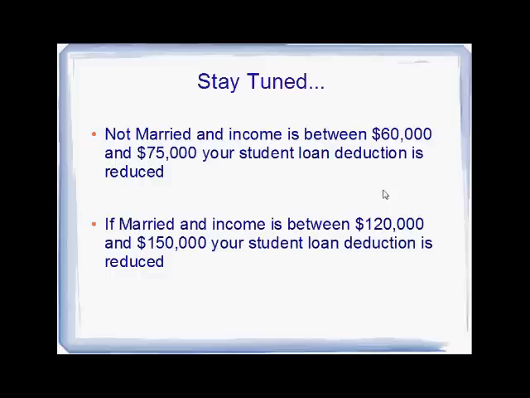Now please stay tuned for our next tutorial, because as I mentioned before, if you're not married and your income is between $60,000 and $75,000, your student loan deduction is reduced. And if you are married and your income is between $120,000 and $150,000, your student loan deduction is also reduced. Now, in the next tutorial, I'm going to show you how to fill out the student loan interest deduction form in order to figure out how much these deductions are reduced by. So please stay tuned.